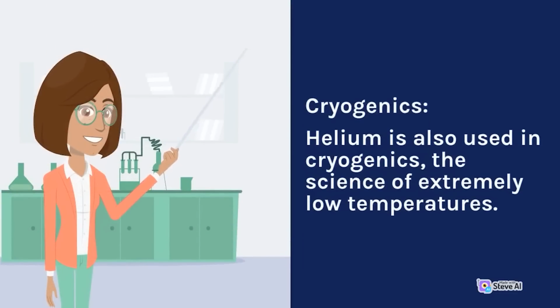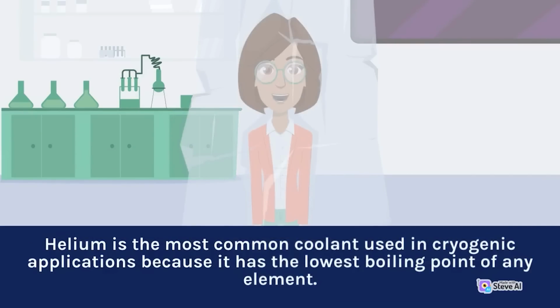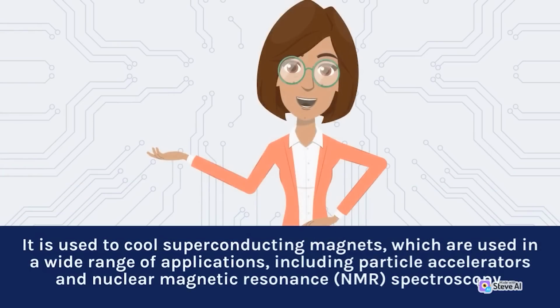Cryogenics. Helium is also used in cryogenics, the science of extremely low temperatures. Helium is the most common coolant used in cryogenic applications because it has the lowest boiling point of any element. It is used to cool superconducting magnets, which are used in a wide range of applications, including particle accelerators and nuclear magnetic resonance, NMR, spectroscopy.